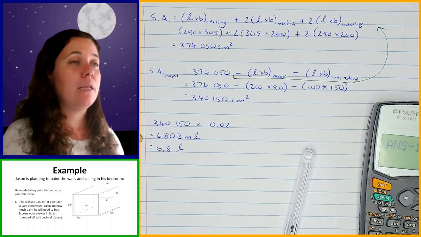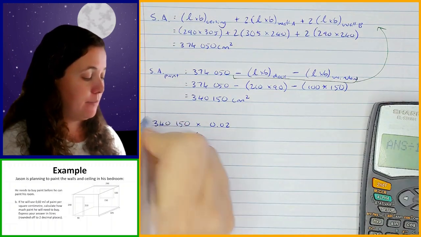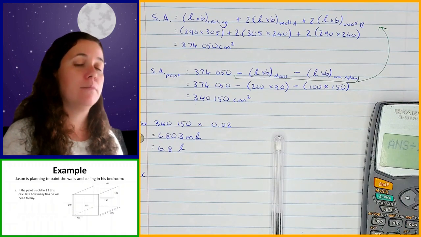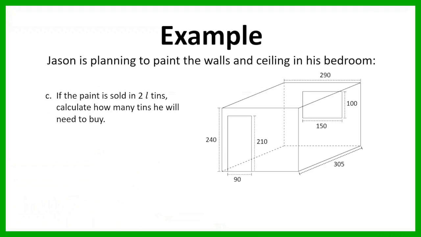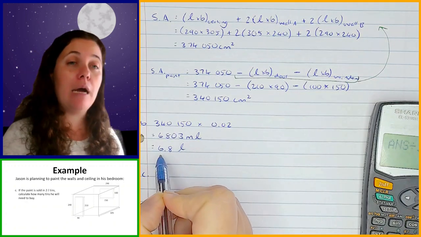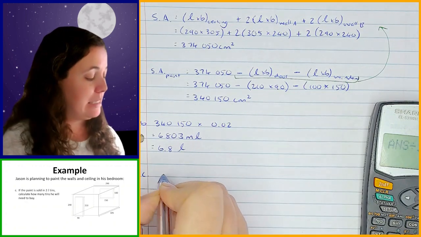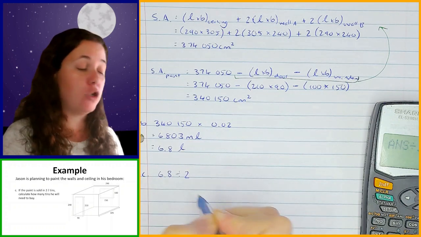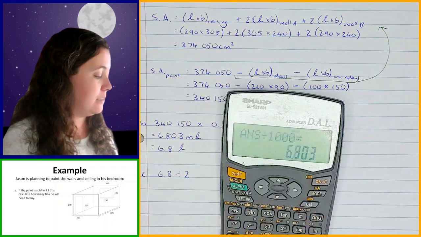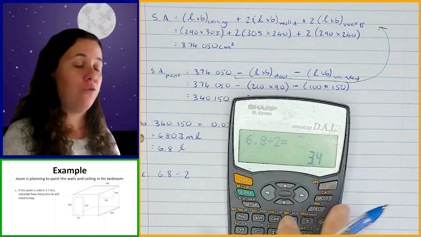Now, let's have a look at the next question. So that was question B. The next question, question C, over here, says that if the paint is sold in 2-liter tins, calculate how many tins he will need to buy. Okay, so now we need to work out how many tins he's going to have to buy so that he will have enough paint to paint his room. So if he's going to need at least 6.8 liters, let's take 6.8 and divide that by 2, because he can only buy it in 2-liter tins. Okay, so 6.8 divided by 2 is 3.4.